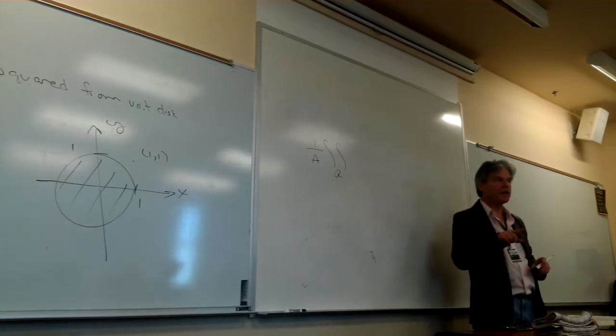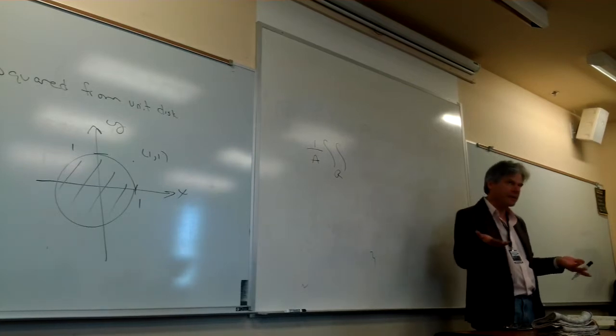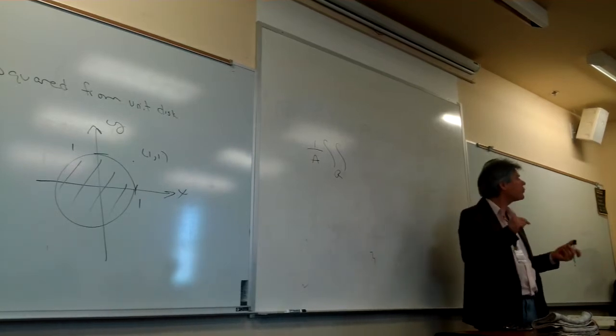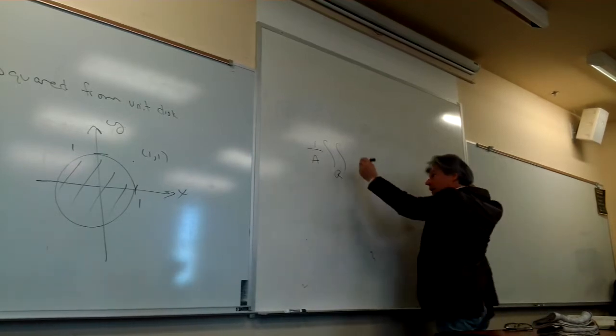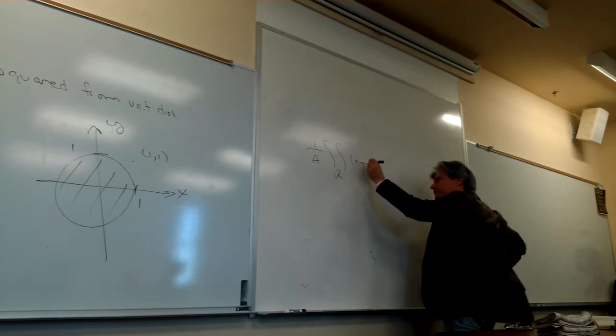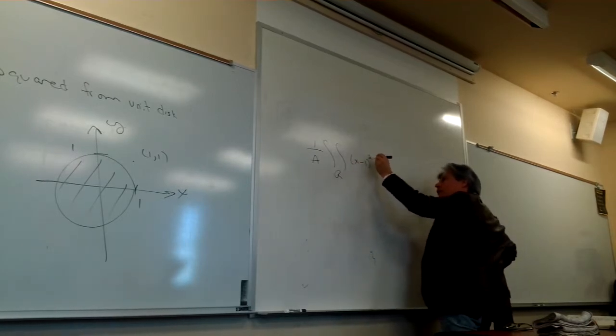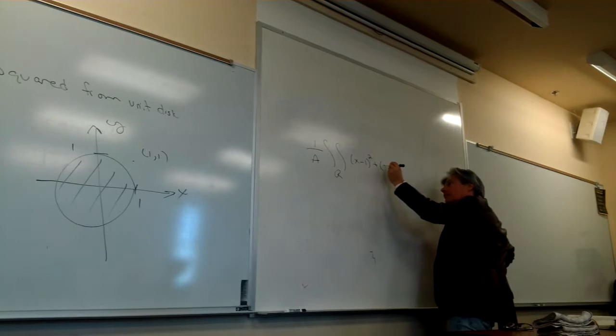Square root of some stuff. Oh, but it's the average of the square distances. I won't put the square root. But I do think I've got my (x minus 1) quantity squared plus my (y minus 1) squared.